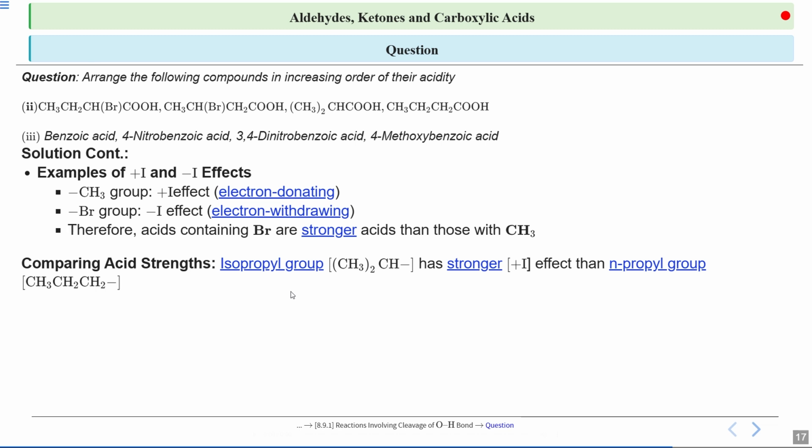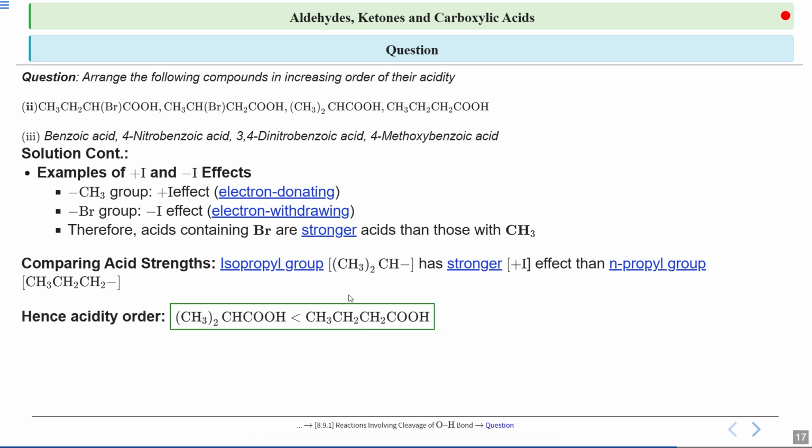Now we will compare the acidic strength of the isopropyl group. The isopropyl group has a stronger plus I effect than the N-propyl group. So this isopropyl group over here has a stronger plus I effect, and this N-propyl group has less plus I effect as compared to the isopropyl group, because if you see over here, to this carbon, two methyl groups are donating their electron density. So if we compare the acidity order of these two groups, in one there is an isopropyl group and in the other there is an N-propyl group.